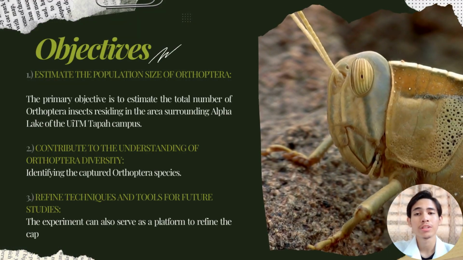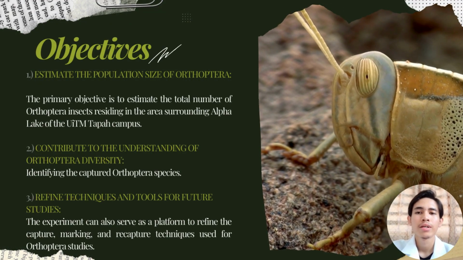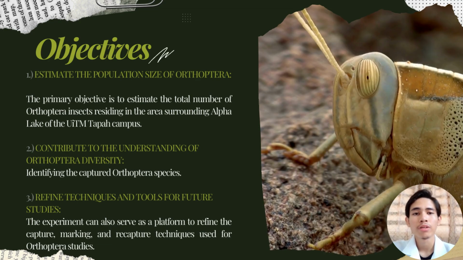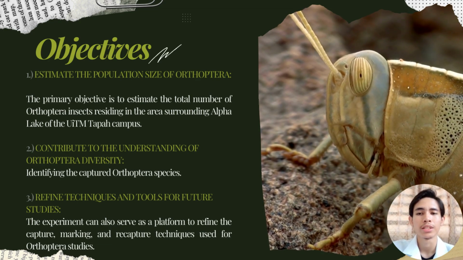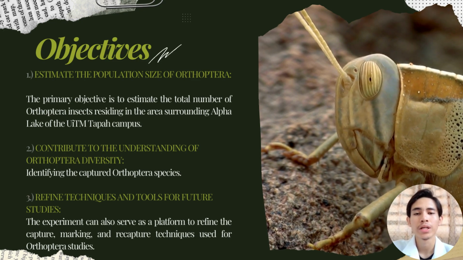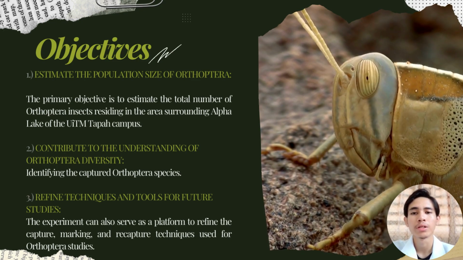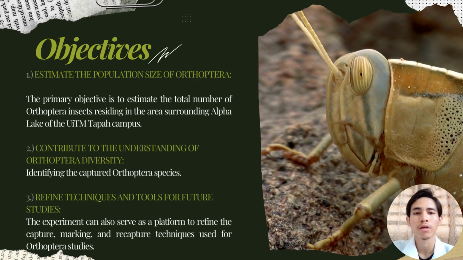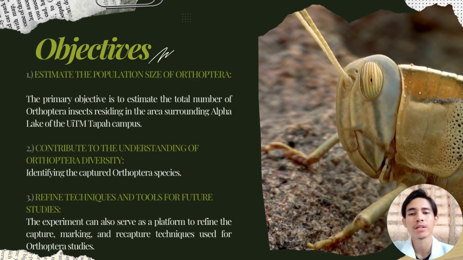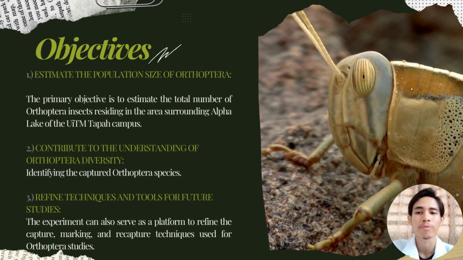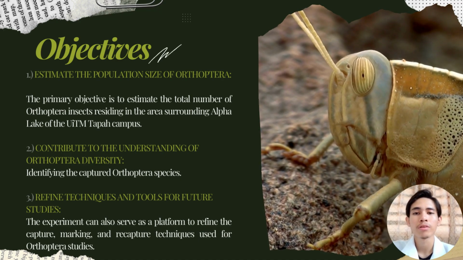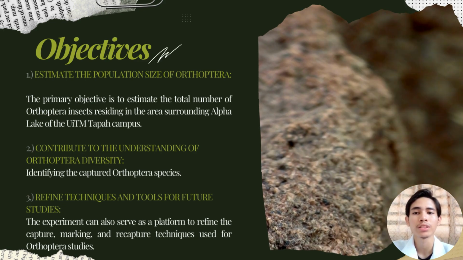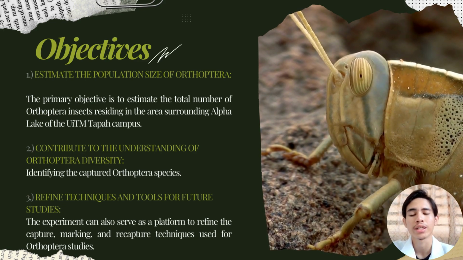Now let's move to the objective of this experiment. There are several objectives that need to be focused on when conducting this experiment. First, estimate population size of Orthoptera. The main objective is to estimate the total number of Orthoptera insects living in the area of the Tasik Alpha UiTM Tapah. CMR provides a reliable method for population estimation without physically counting its insects.